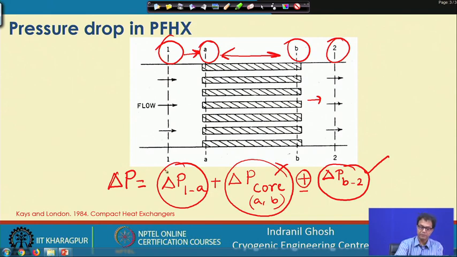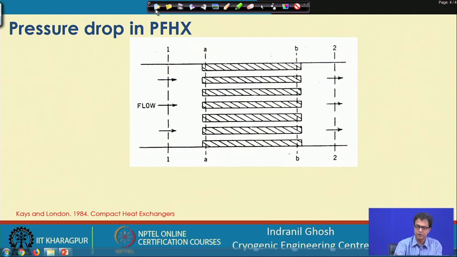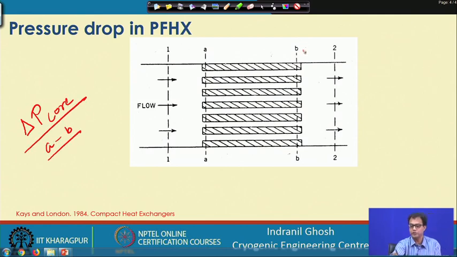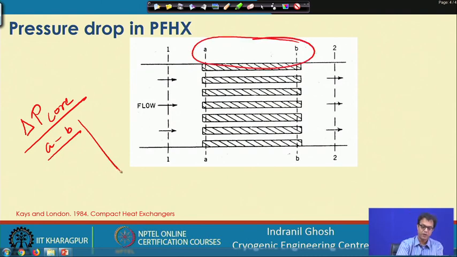So, we have some means to estimate the sudden contraction and sudden expansion. And finally, for the core pressure drop, we will have two terms. This pressure drop is in the core, between the region A and B. It will consist of two parts.